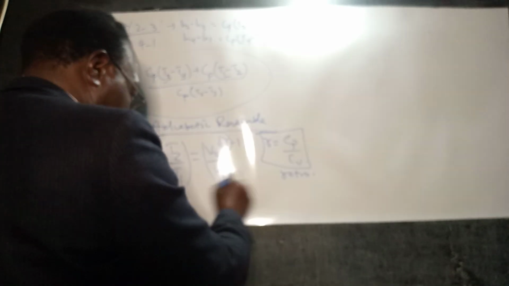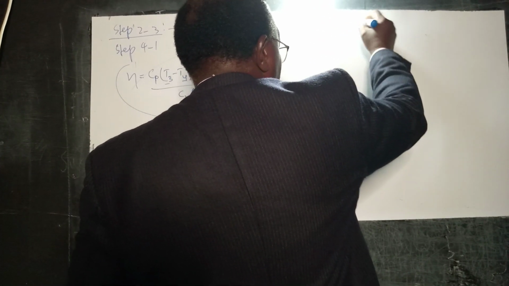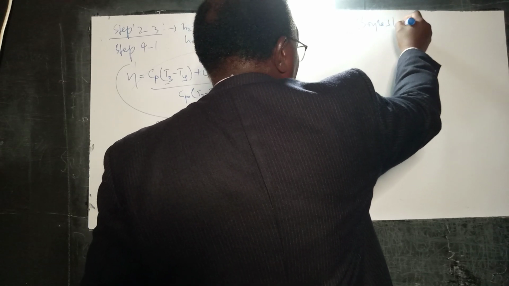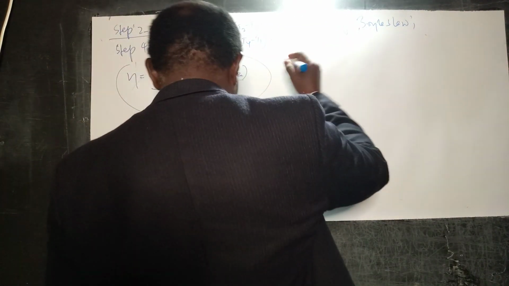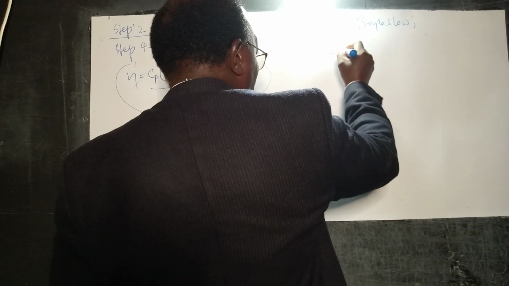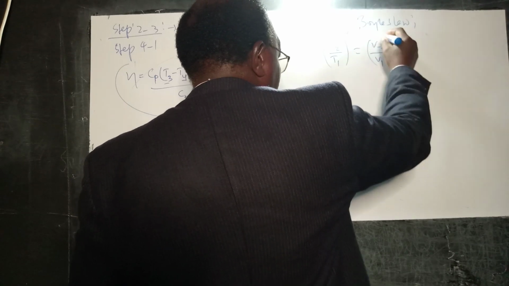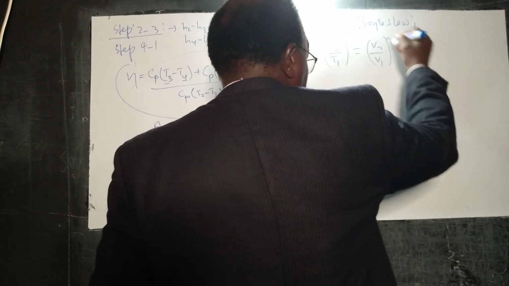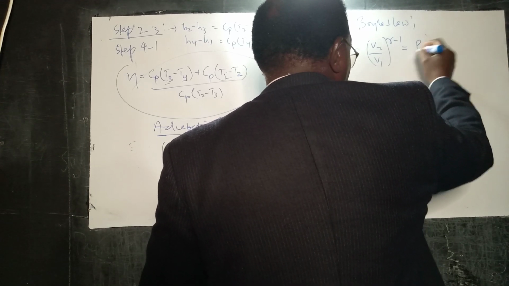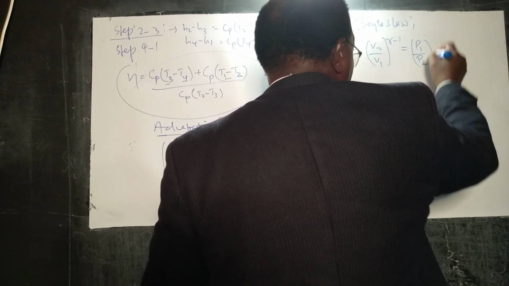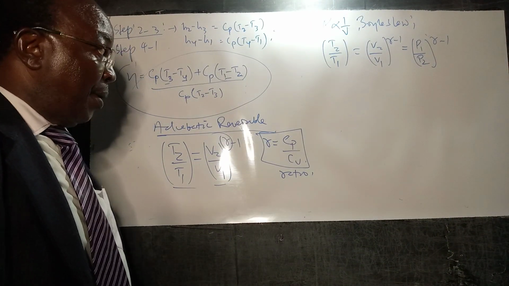Pressure ratio: remember from Boyle's law, pressure is inversely proportional to volume. Let's remember that. Then it means that we have T2 over T1 is equal to (V2 over V1) to the power gamma minus 1, and in terms of pressures that is the same as (P1 over P2) to the power gamma minus 1.